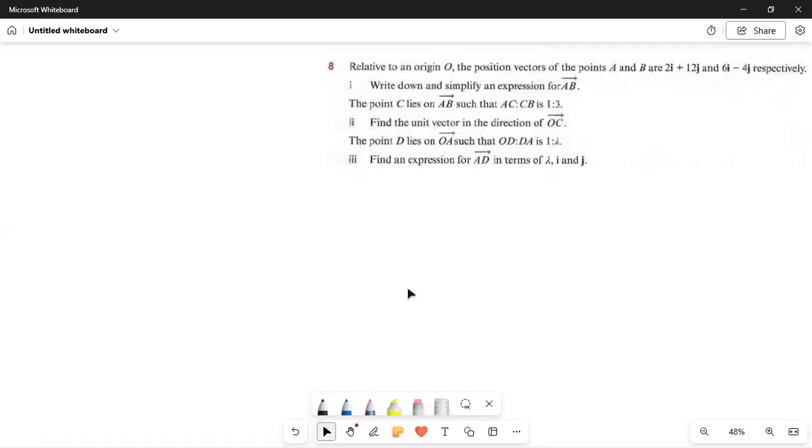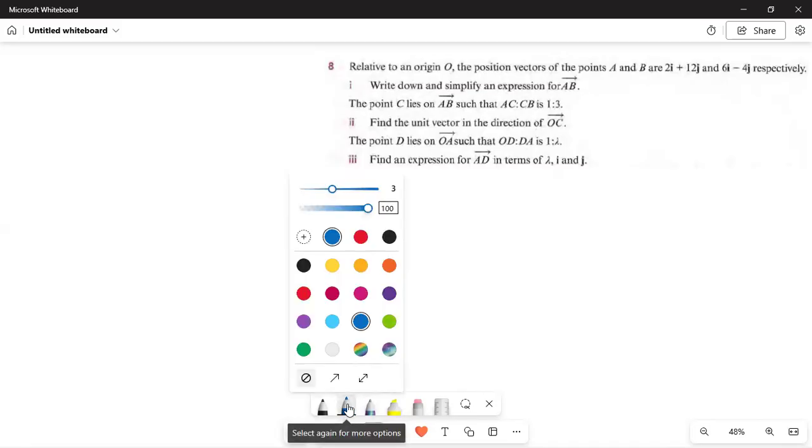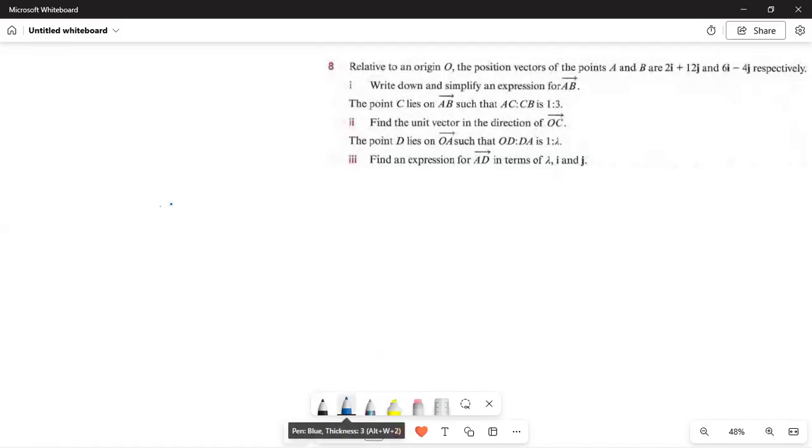We will be doing question number 8, chapter 13, vectors. This question has 3 parts. Part 1 says that we are given 2 points.